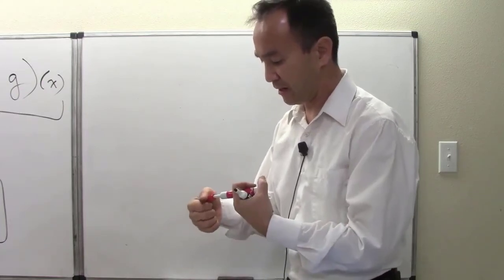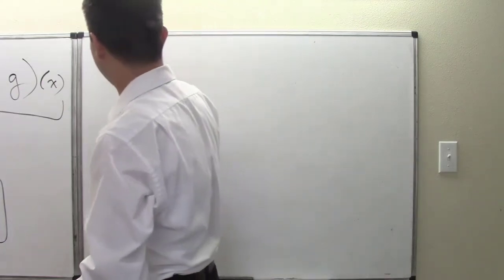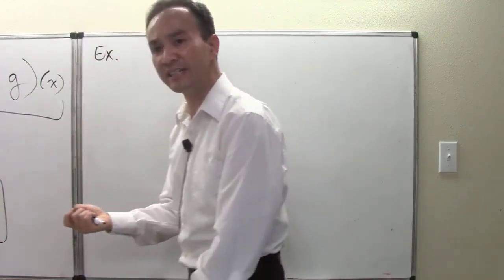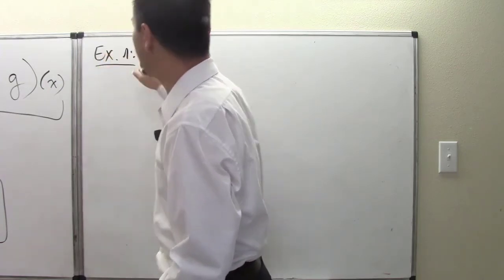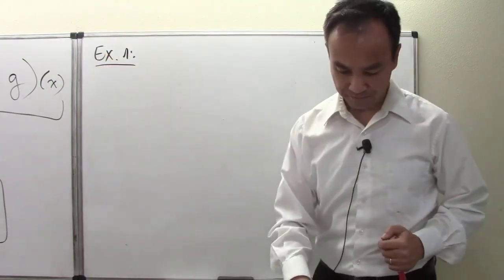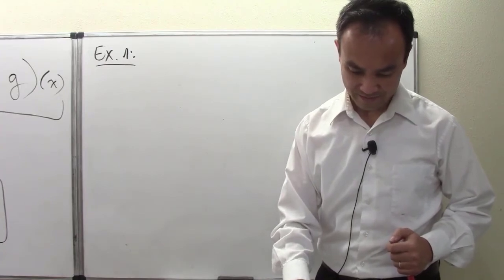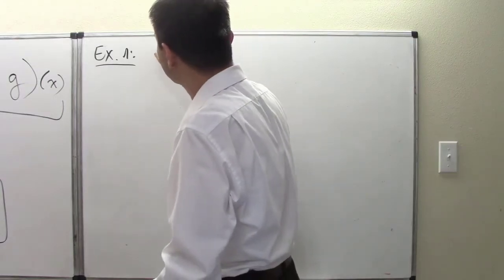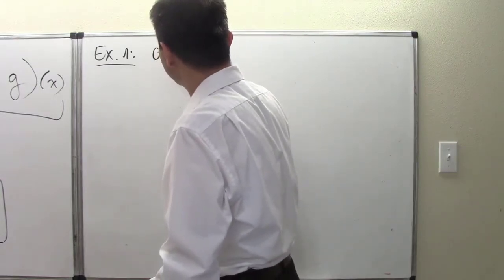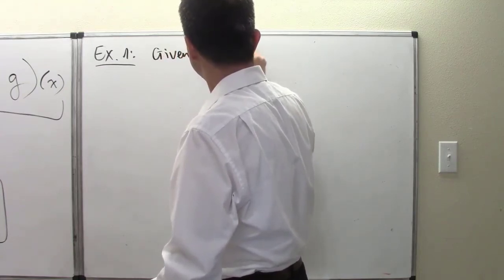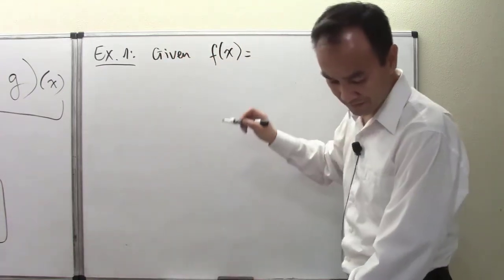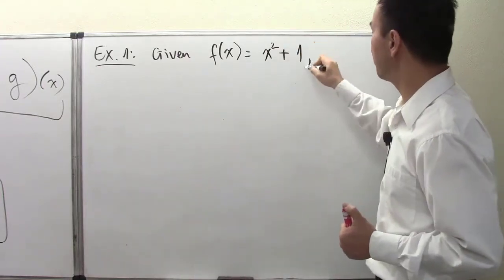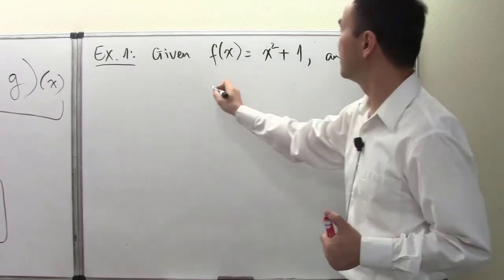All right, so here comes our example 1 right here. After you have been fluent enough with what the symbol means and what the idea is, we're now starting out with example 1. Let's now start out with, given f of x be x squared plus 1, and further I have a second function, g of x.